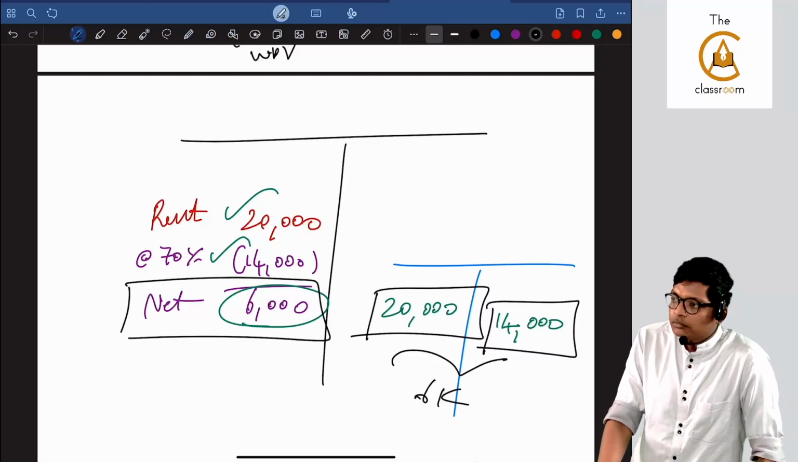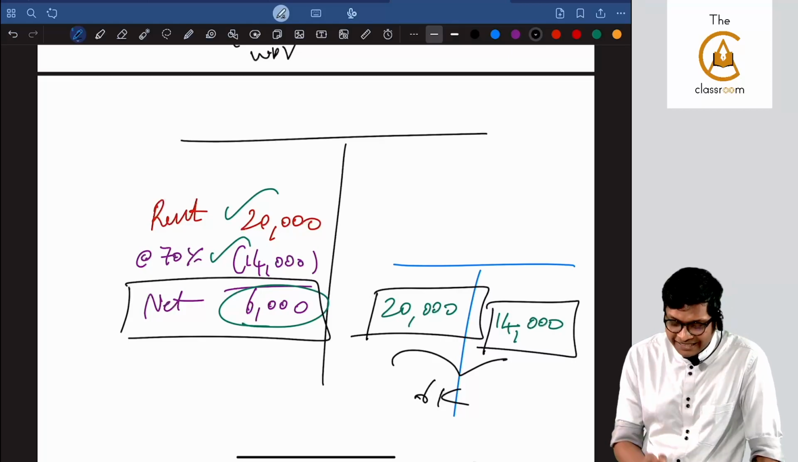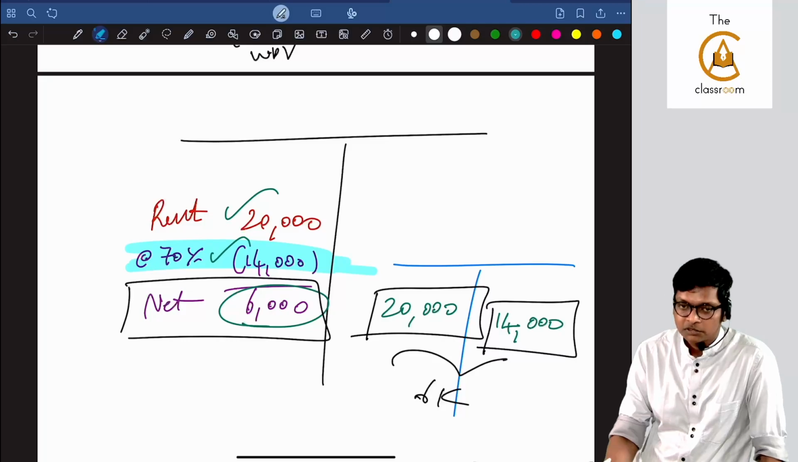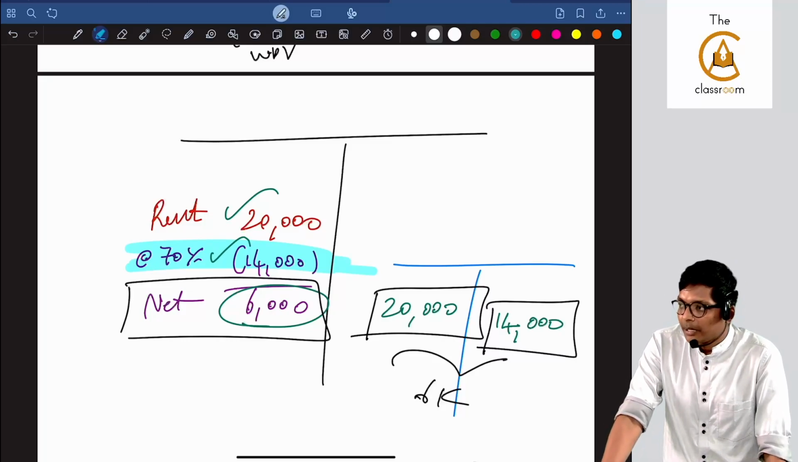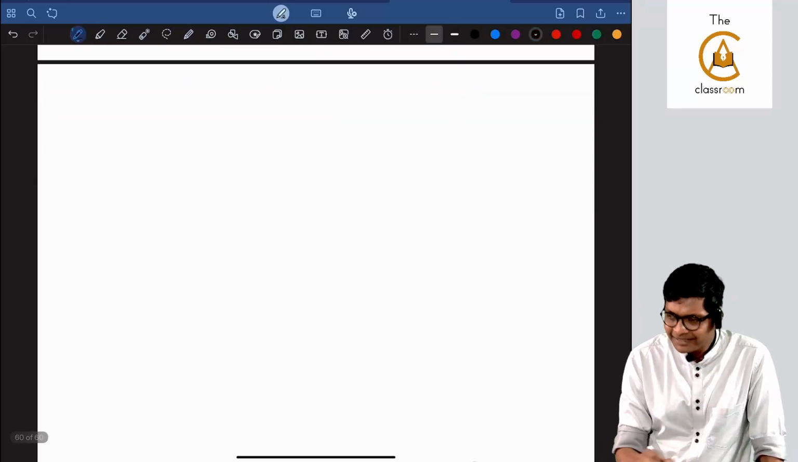Either is fine. You can account in any way as long as you can communicate. The FS should show this benefit received. Somewhere I should show the benefit received. Are you following, guys? Understanding? So how will I pass the entry? Either is fine. Both are fine.